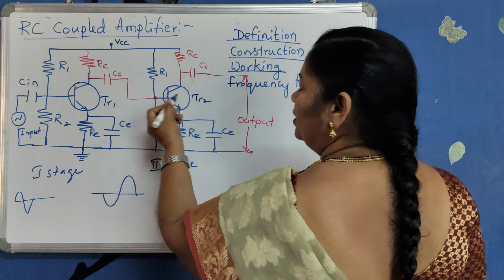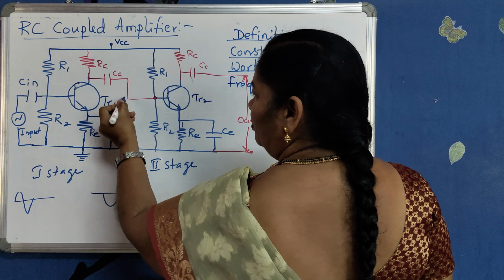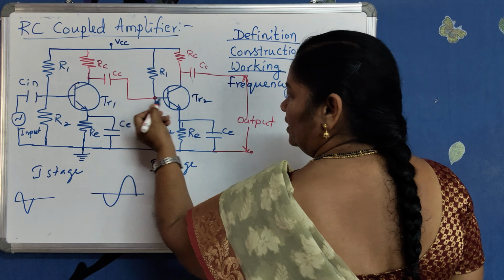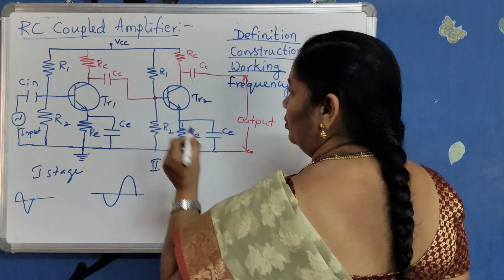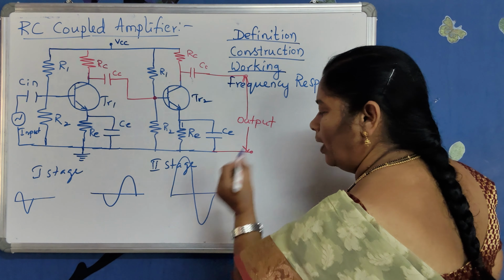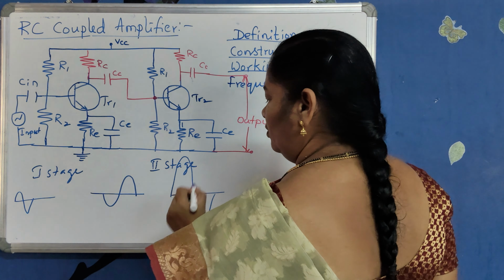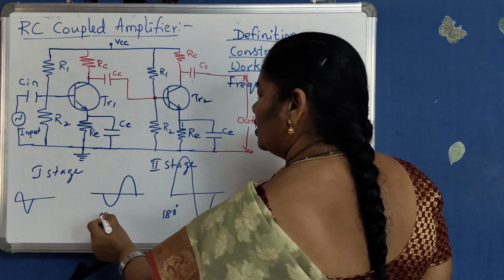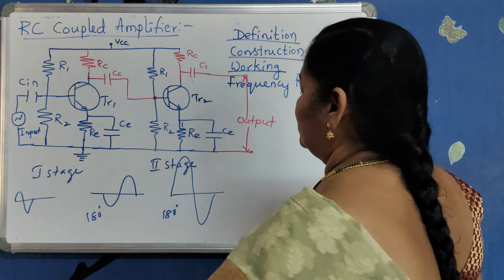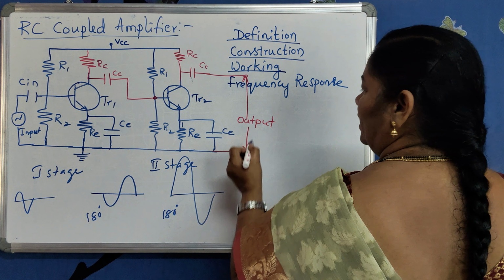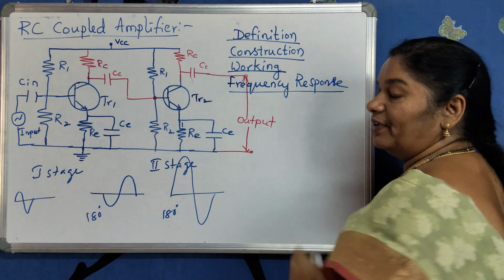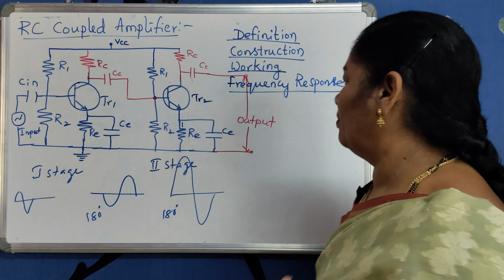Then the transistor TR2 will get the input from CC, which is coupled through the RC network, and it is given at the base of transistor T2, and it will amplify the signal again. So at the output you will have an amplified signal. Again here you have 180 degrees of phase shift. So totally you will get the positive cycle in the first phase, and the output will be taken from this output point. Now let us discuss the frequency response of the RC coupled amplifier.